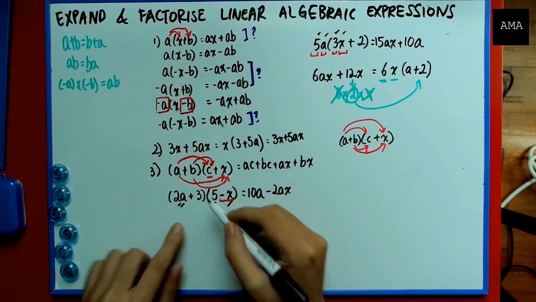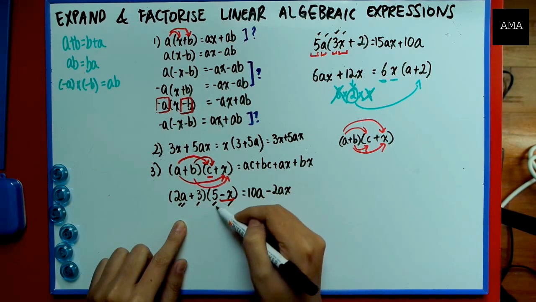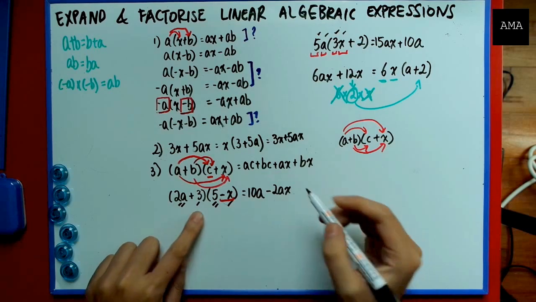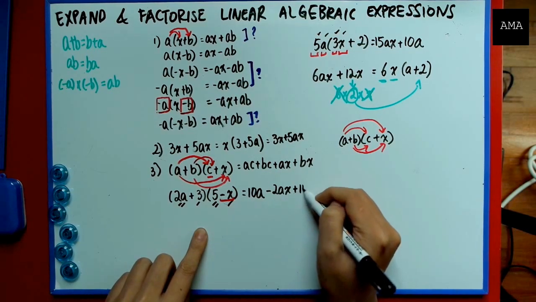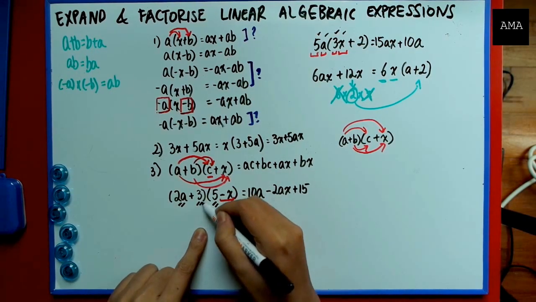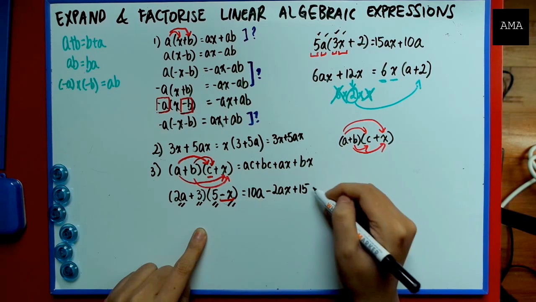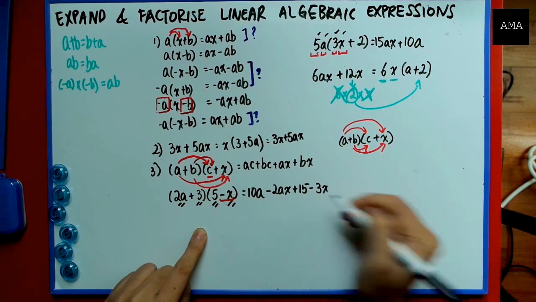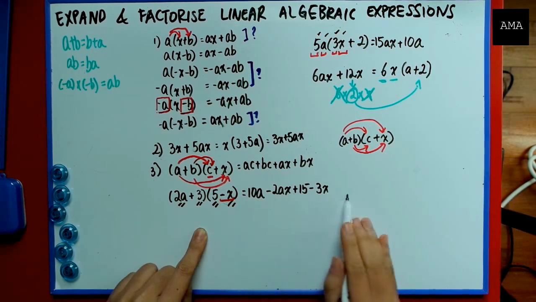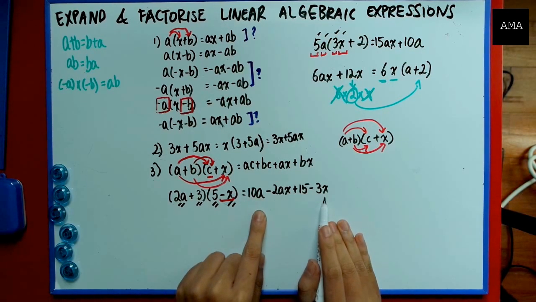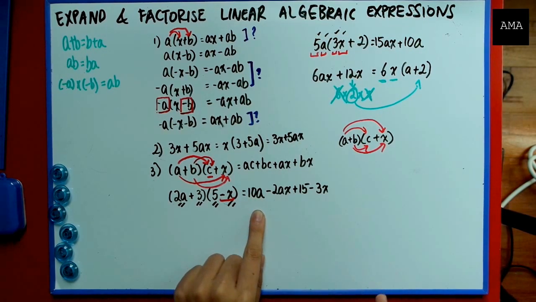So now the next one, I'll do this and this, okay? 3 and 5, easy, 15, right? And I'll do 3 and minus x, minus 3x, okay? So check that you have 4 terms, okay? If you have 3, then it's wrong, okay?